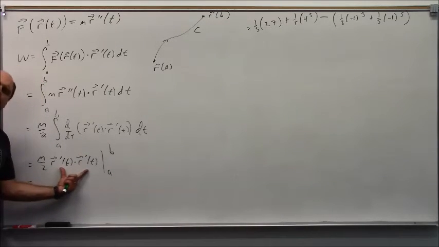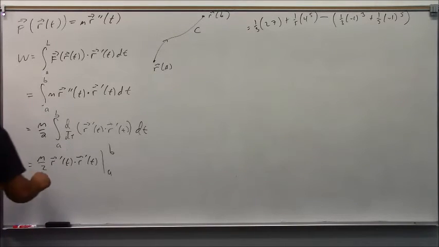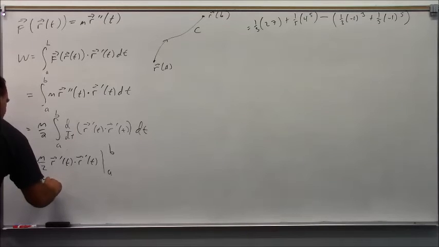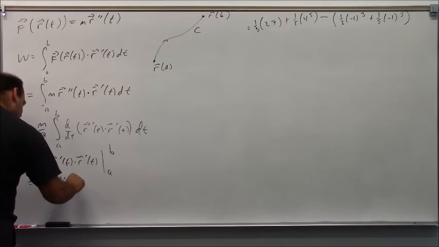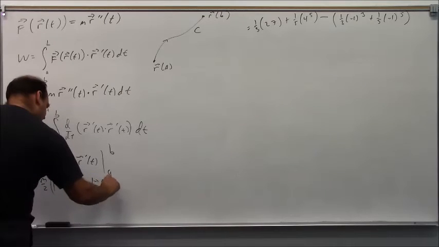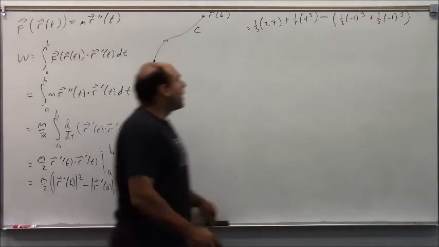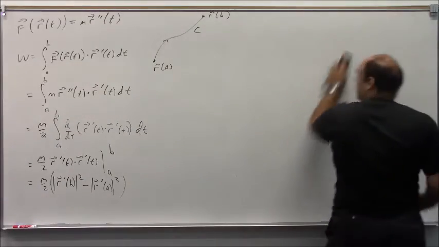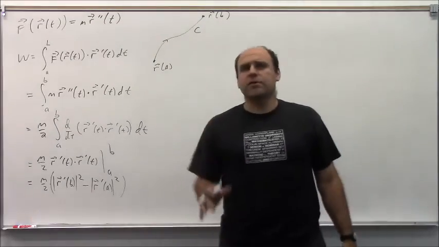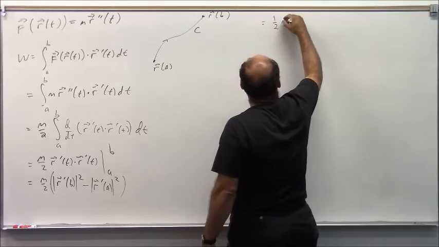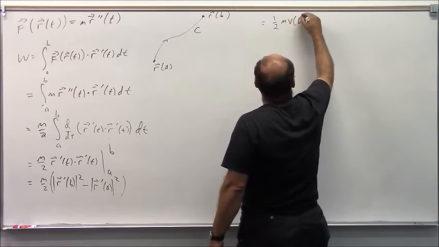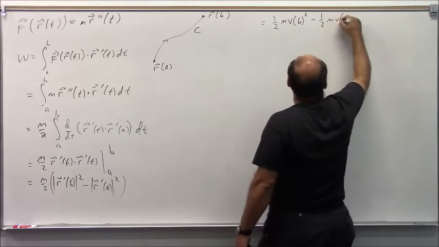Put another way, you remember what happens when you take the dot product of a vector with itself? You get the square of the magnitude. So this is m over 2 times the magnitude of r prime of b squared minus the magnitude of r prime of a squared. But the magnitude of r prime is the velocity. The magnitude of the velocity is the speed. So this is 1/2 m v of b squared minus 1/2 m v of a squared.